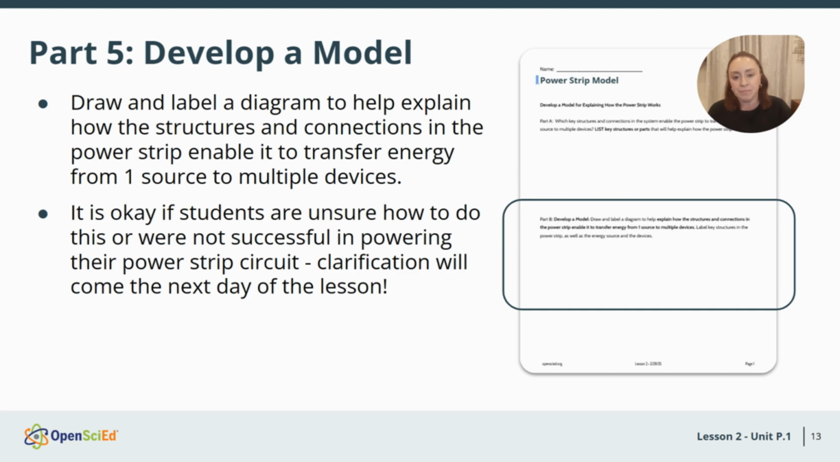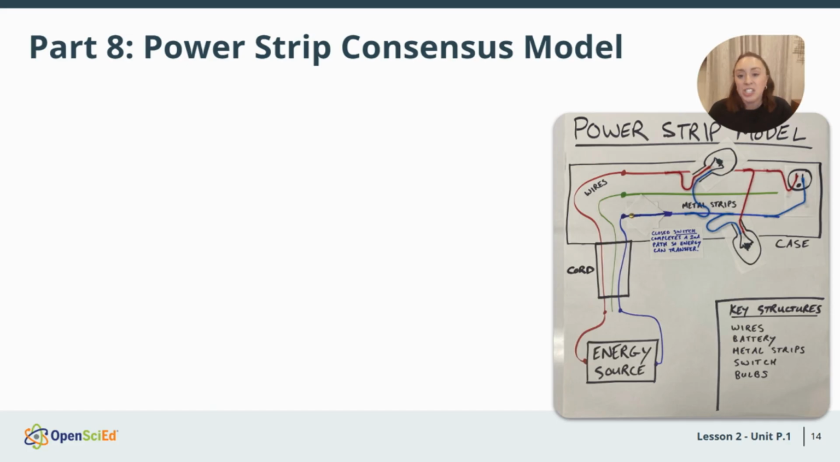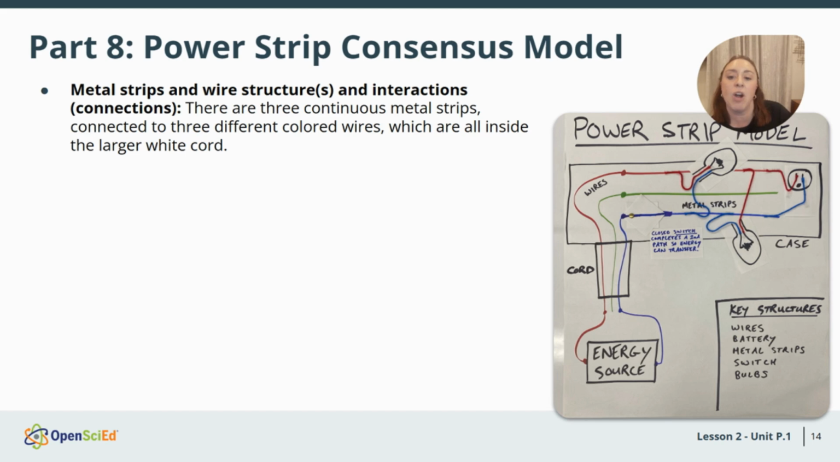So that clarification comes when we, in the beginning of day 2, in part 8 here, create a power strip consensus model. And we do that by prepping ahead of time one poster to use for all classes that'll look like this. And there's a lot of directions in the teacher guide on how to do that. But through this conversation, what you're looking to clarify with students is that there are metal strips and wires that have to be connected in a particular way.